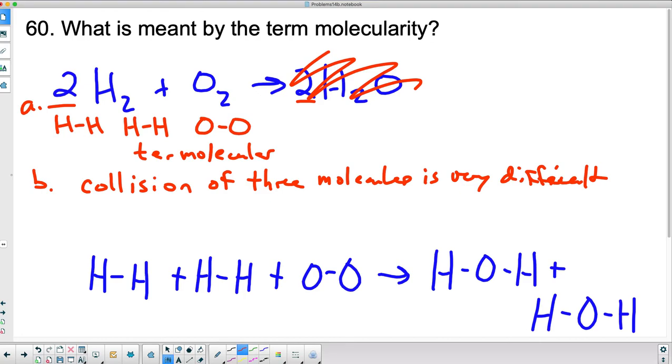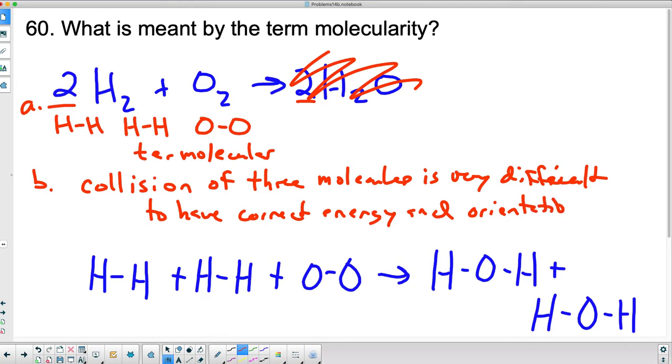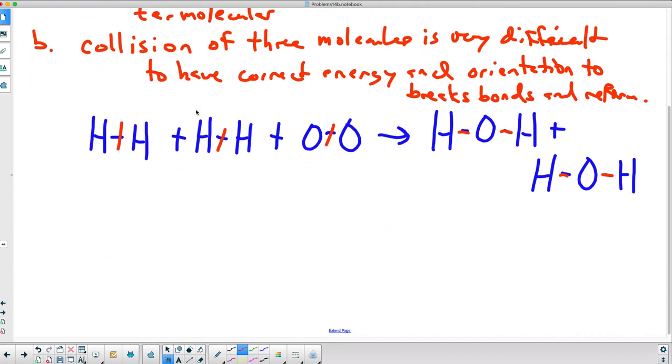It is very difficult to have the correct energy and orientation. That's what it comes down to. An orientation to break bonds and reform. Okay, good. So that means that 3 molecules come together. That has to break, that has to break, and that has to break. And then we have to form new bonds here and here and here and here. And that's just not something that happens very easily, especially with 3 molecules. It doesn't happen easily with 2 molecules.